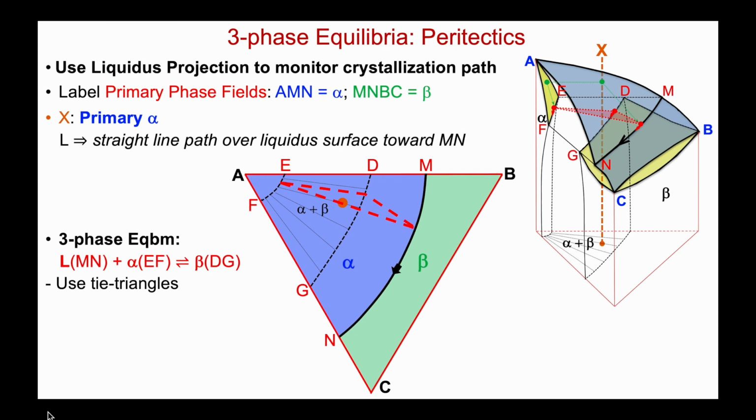As we cool, beta forms, the tie triangle moves down in this direction, and we can add a second triangle that shows when the crystallization is complete, then it will lie along the alpha beta side, and there will be no liquid left. And so that's my completion of the reaction, where the last tie triangle before crystallization is complete is the one shown. Here's my liquid composition, here's my beta composition lying along DG, and here's my alpha composition lying along EF.